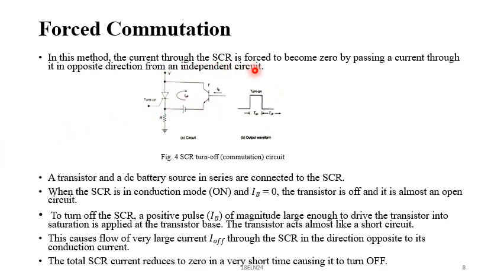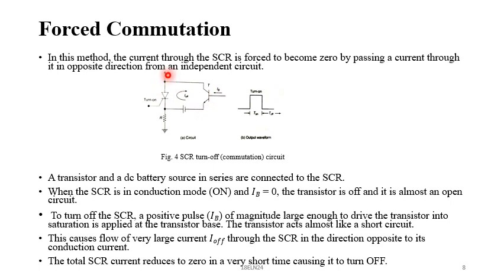So the current through the SCR is forced to become zero by passing a current in the opposite direction from an independent circuit. So this is an independent circuit, and here there will be a flow of current, and I'll pass a current in the opposite direction to turn off the SCR. Now the extra components: I used one transistor here and one battery source. It's connected in series with the circuit.